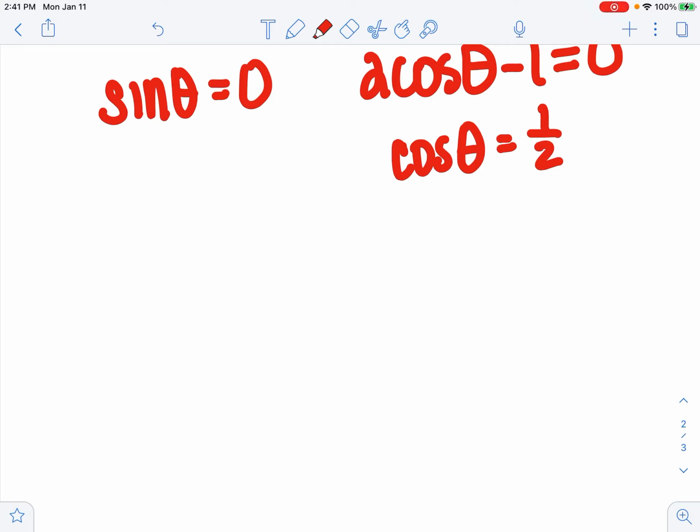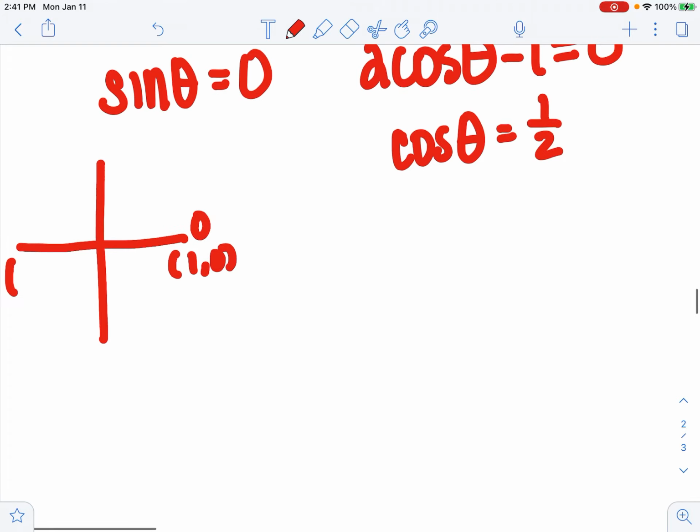All right, so I need to know where sine is 0, where the y value is 0. So unit circle for help. Where's the y value 0? So here, this is the point 1, 0. The y value is 0. That's 0 radians. Here's the point negative 1, 0. The y value is 0. That's pi radians. So far, I have two answers, 0 and pi.